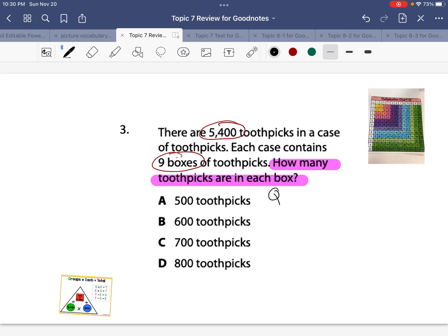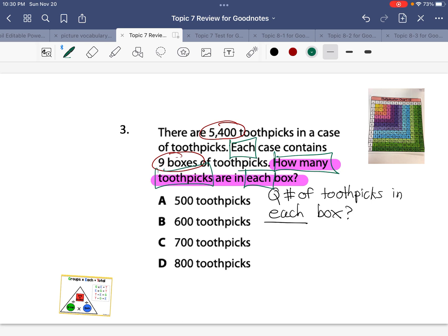So it's asking for number of toothpicks in each box. I'm going to underline that each. Now I'm going to box in my keywords. So each, how many toothpicks, and each again. And I need to see, am I dividing or am I multiplying? So I'm going to do my get, my groups, each, total.